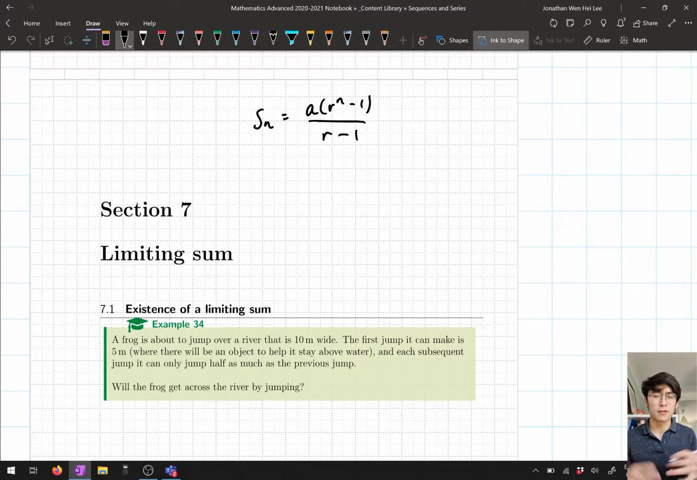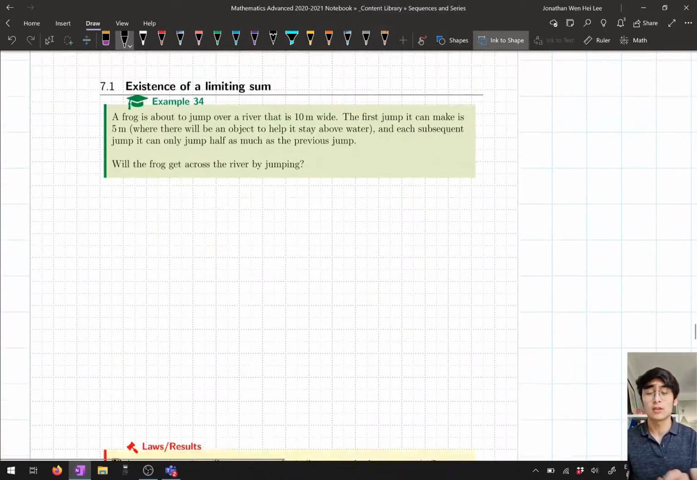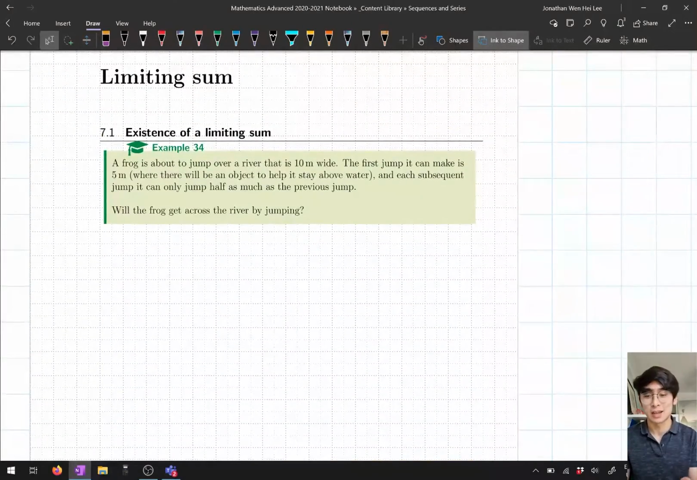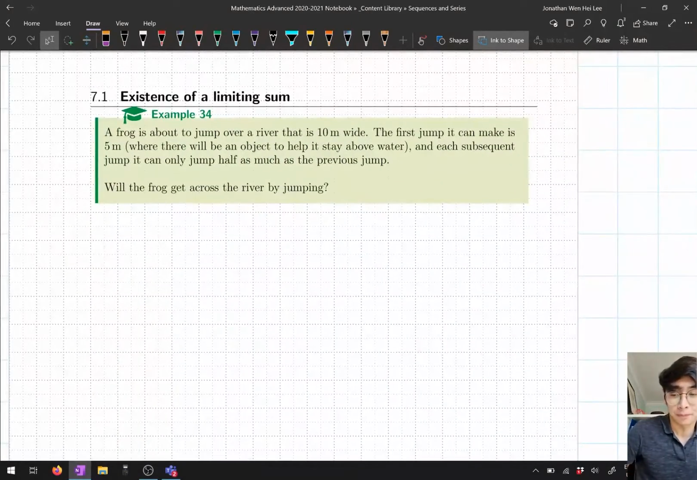And so we use that in a few different questions, and in the online lesson we actually went through a few more examples of this. What we're doing here is we're looking at a particular case of a geometric series, and in order for us to actually get an idea of why this particular case happens, we have this example here. So this is called a limiting sum, and let's just have a think about this question here.